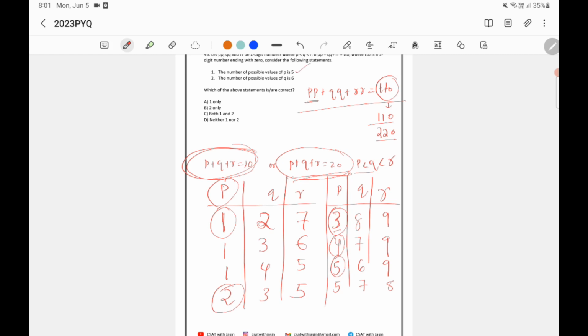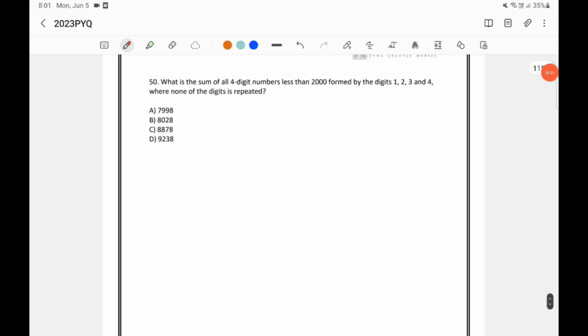Now what are the possible values for Q? 2 is possible, 3 is possible, 4 is possible, 6 is possible, 7 is possible, 8 is possible. So total 6 possibilities are there. So this is also correct. So option C, both 1 and 2 is the right answer here. Okay. So let us move on to the next question.